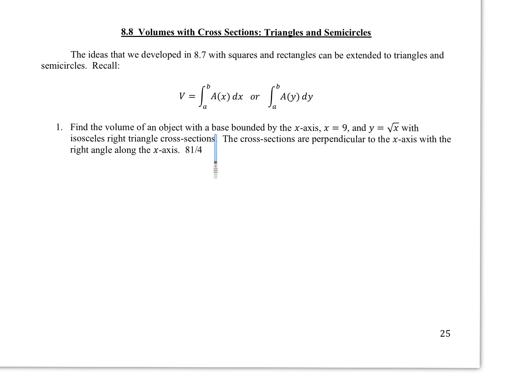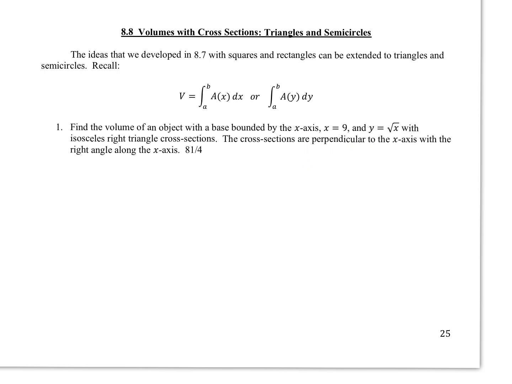Find the volume of an object whose base is bounded by, in this case will be these examples, but they've got isosceles right triangle cross sections. You're like, what? The cross section's perpendicular to the x-axis with the right angle along the x-axis. Wow. Let's try to visualize what the heck they're talking about.